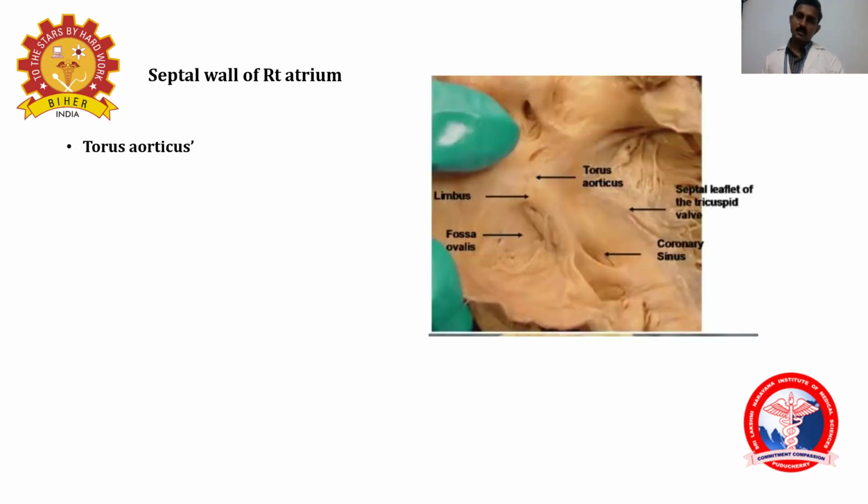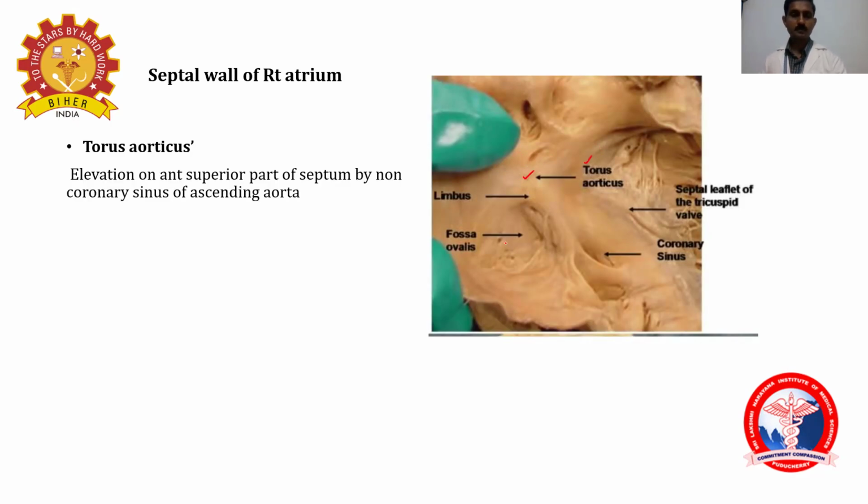Then last is called the torus aorticus. Torus aorticus is a slight elevation above the limbus where we have the starting point of the ascending aorta. Ascending aorta starting here is forming an elevation that's called torus aorticus. It is present on the anterior superior part of the septum by the non-coronary sinus of the ascending aorta.